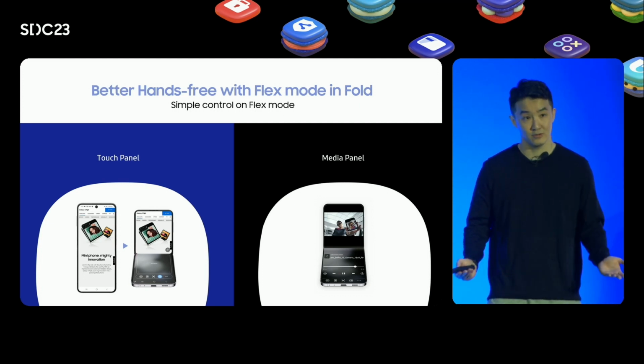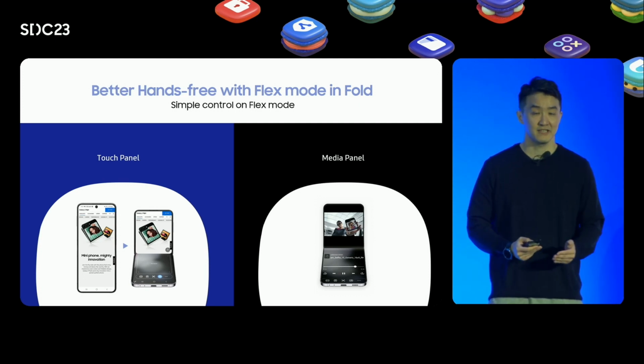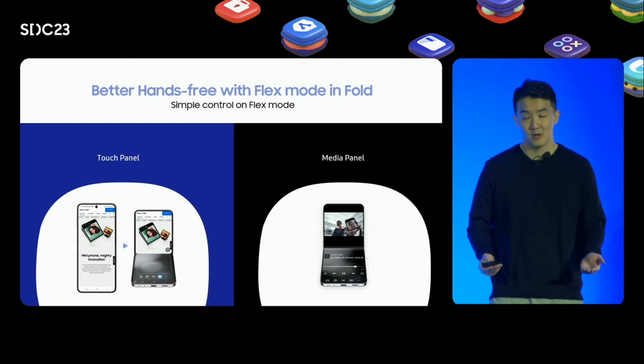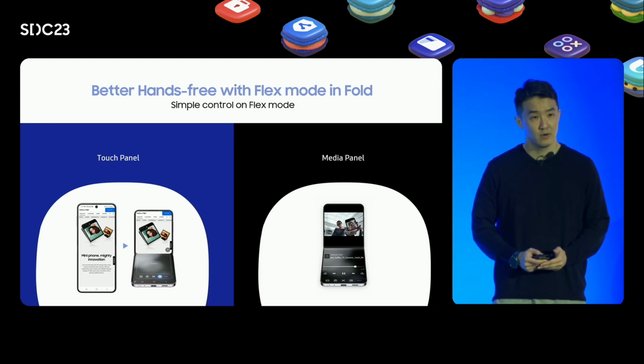While in flex mode, as I said, users can use the bottom half of the screen to control device. So, as a device feature, Galaxy Z Fold and Z Flip provide a simple control panel when the device goes into flex mode, in order to help apps that do not support flex mode yet. With the control panel, users can navigate the device and change the volume or brightness.